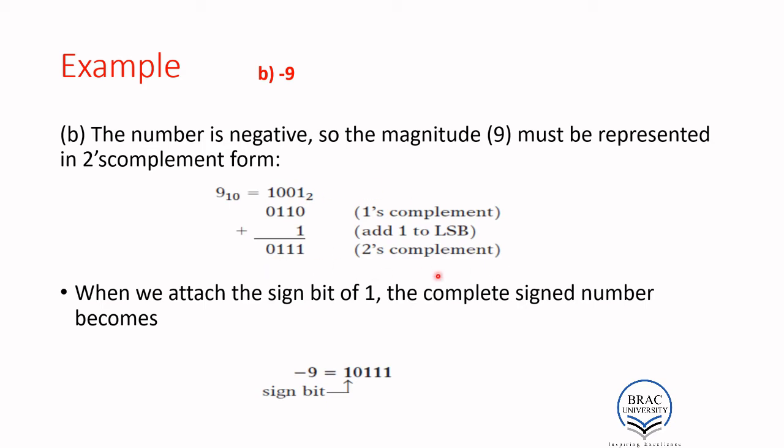This is the 2's complement. So when we attach the sign bit of 1, the signed number becomes, so this is the sign bit, as it is a negative number we need to use 1, so it becomes 1 and this number 0111, so 10111. So this is the representation.